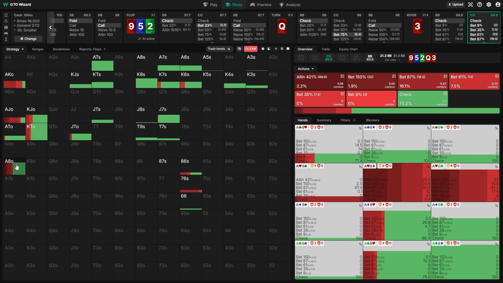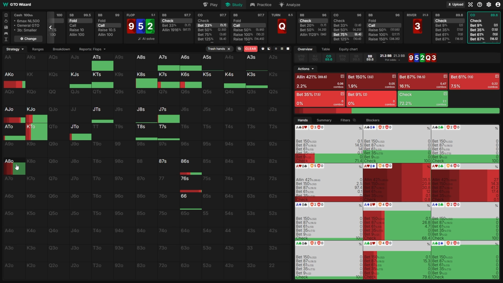Being able to block the nut flush and being able to block the backdoor straight is very, very powerful here. So that Ace of Hearts blocker, even though a PLO player and even most no-limit hold'em players would be able to identify that this is a pretty good card to have, we didn't really know before we had solver tech available how powerful it could be.